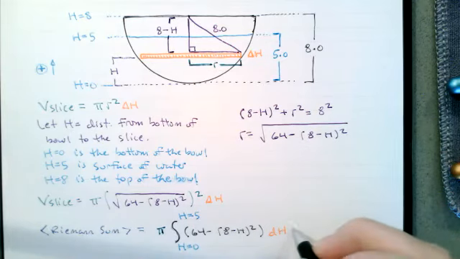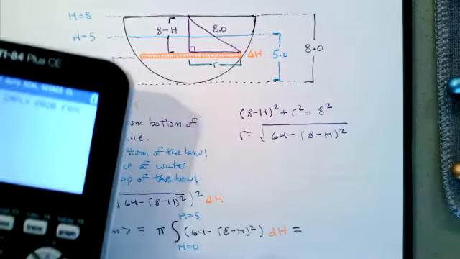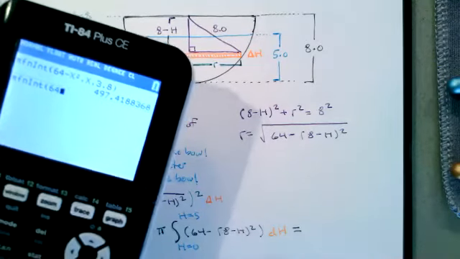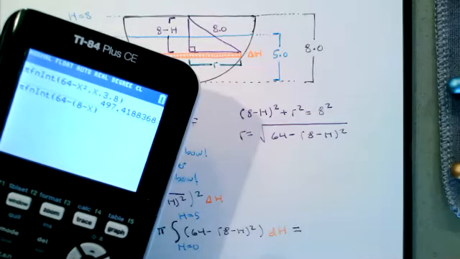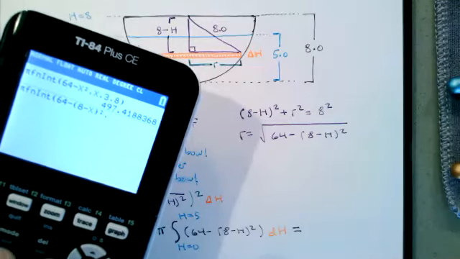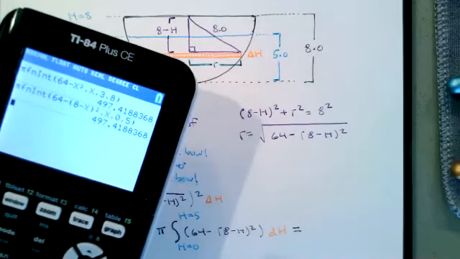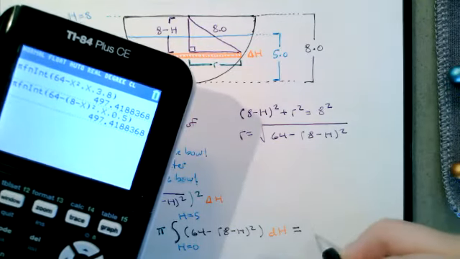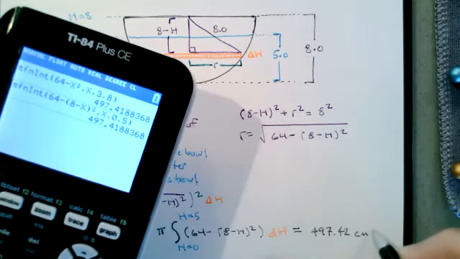And now the big test to see if this works. So I'm going to integrate pi, math 9, and the function is 64 minus (8 minus h) squared with respect to h from 0 to 5. Same thing, 497.42 cubic centimeters.